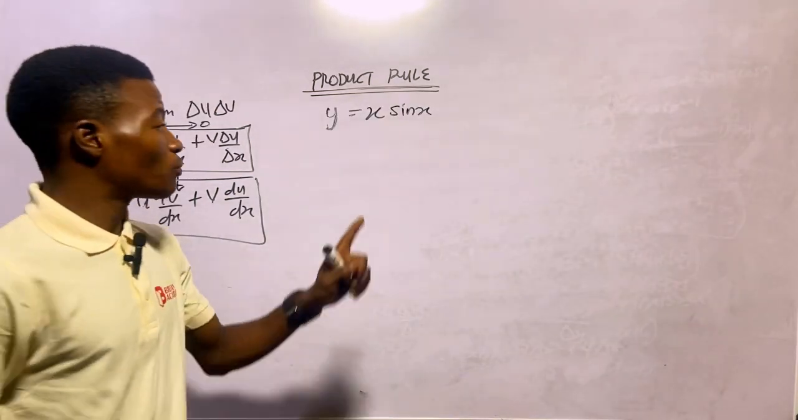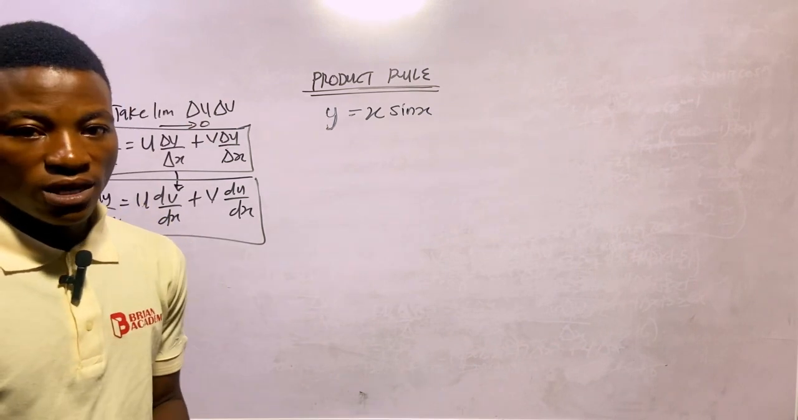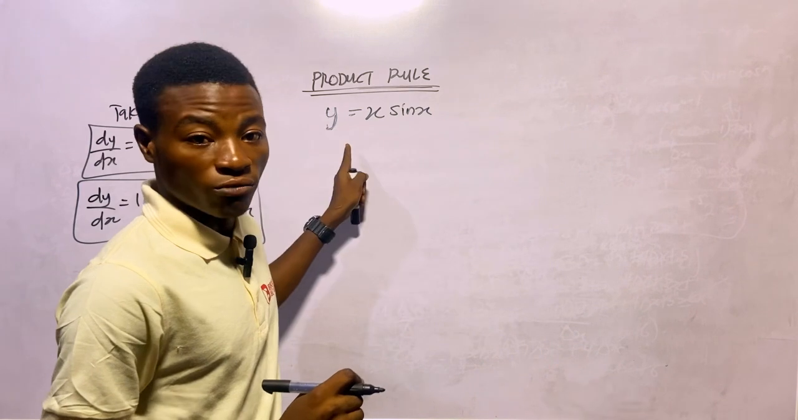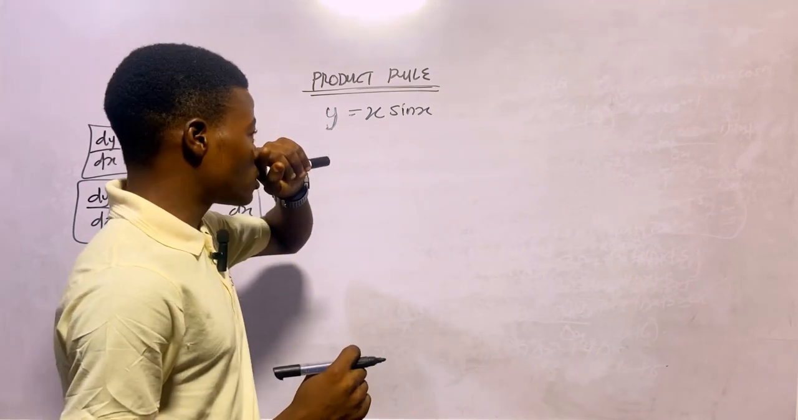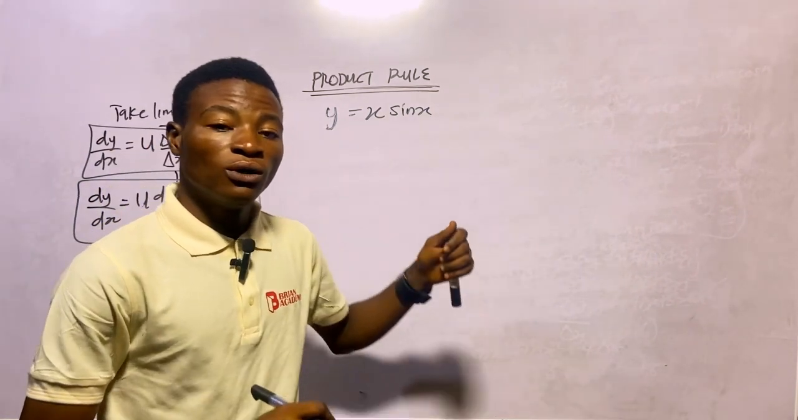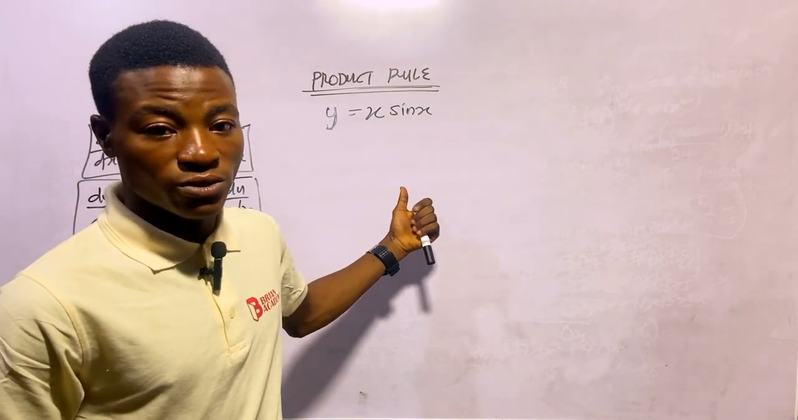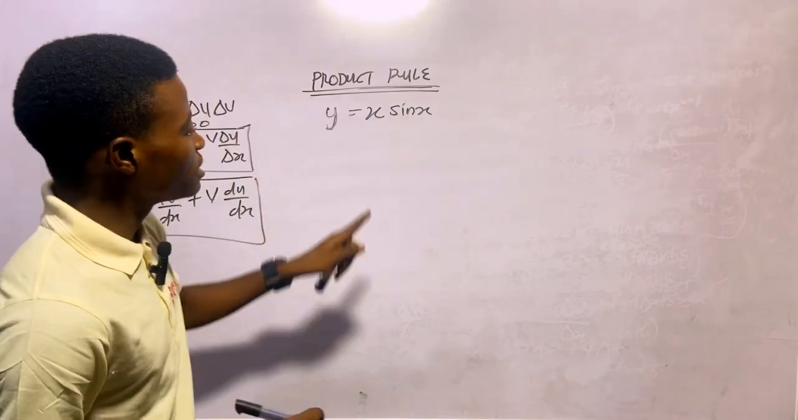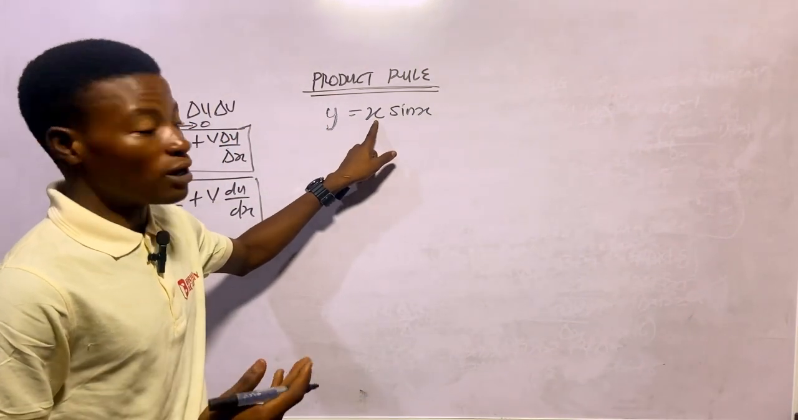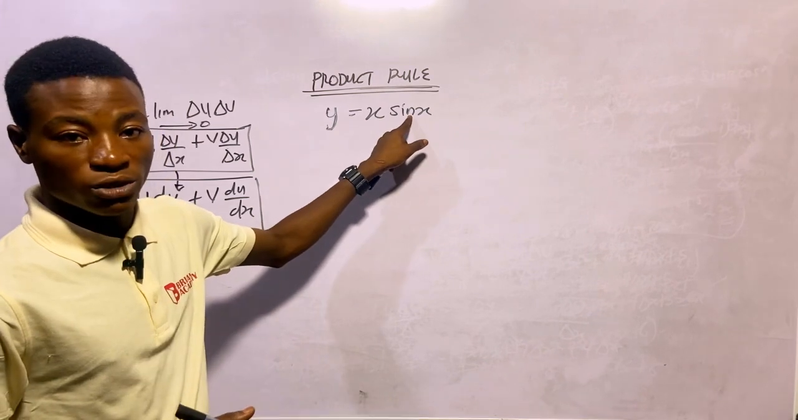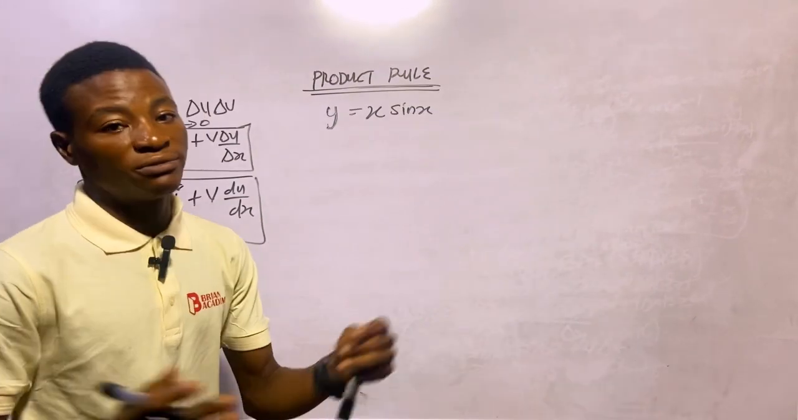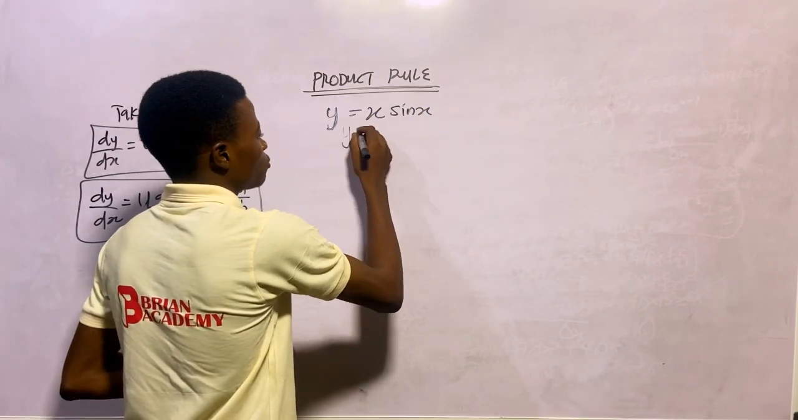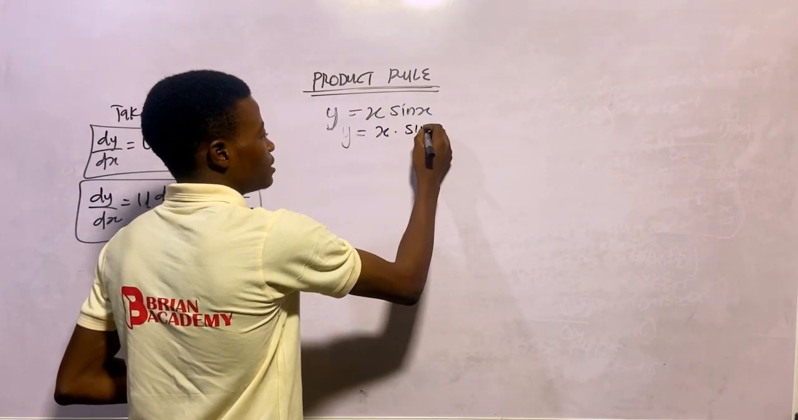Now suppose we are given y equals x sine x, and we are asked to find the derivative of y. So in this kind of situation, first you have to identify whether we have two different functions multiplying each other in this question. If we have, then you can go ahead and use the product rule. Now if you look, this is a polynomial function, or a variable, multiplying a trigonometric function. So in this case, there are two different functions. So I can simply write y equals x times sine x.